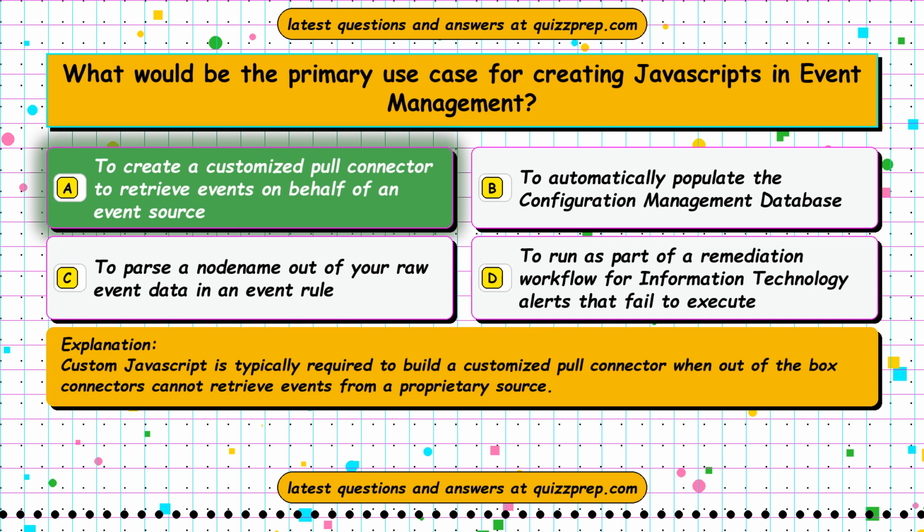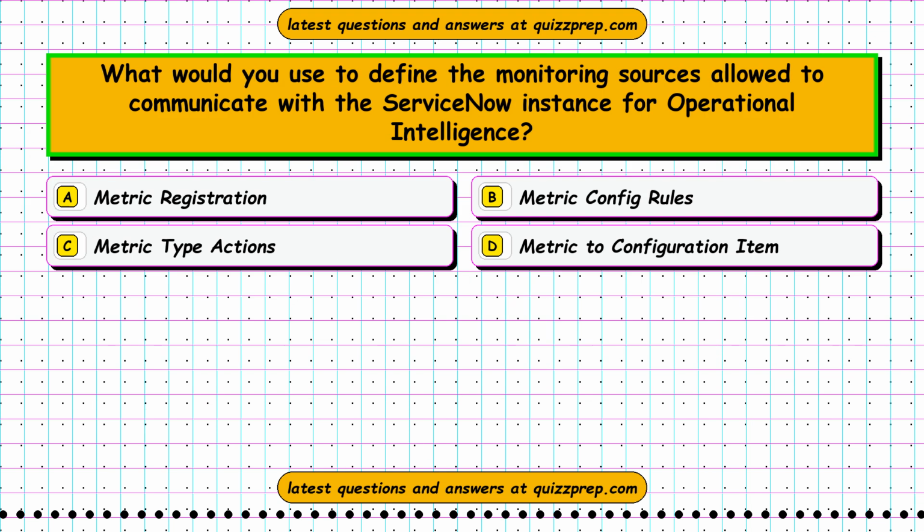Question 4. What would you use to define the monitoring sources allowed to communicate with the ServiceNow instance for operational intelligence? Option A, metric registration. Option B, metric config rules. Option C, metric type actions. Option D, metric to configuration item.